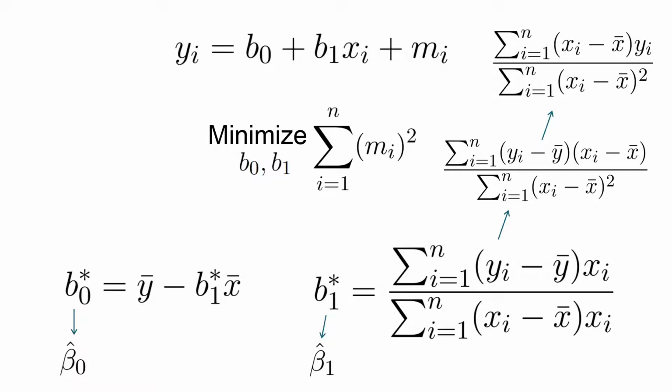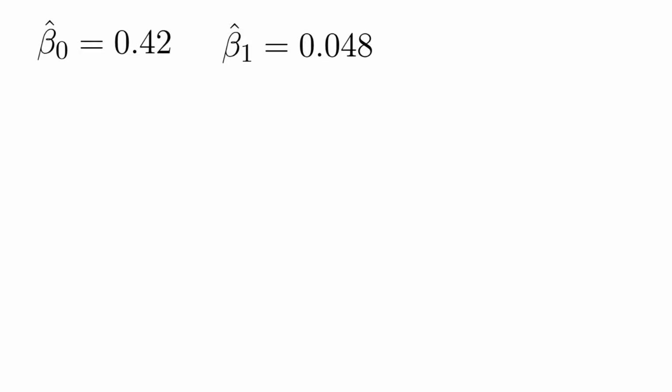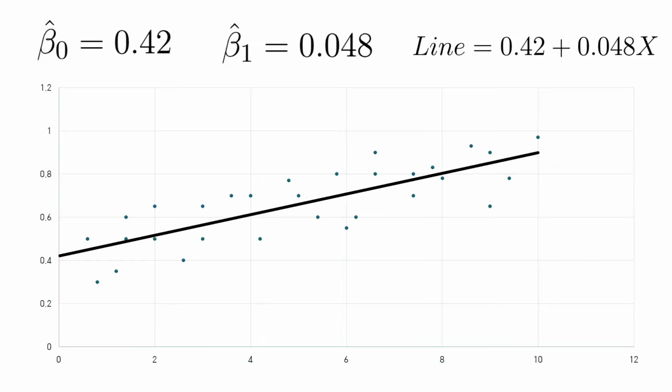Now, using the 30 data points in our example, I've actually calculated beta 0 hat and beta 1 hat. And it is 0.42 for beta 0 hat and 0.048 for beta 1 hat. This means the equation of a fitted line that minimizes the sum of square prediction mistakes is this one over here. So the y values of a straight line are going to be given by 0.42 plus 0.048 times different x values. And if we plot the line on a graph along with the 30 data points, this is what everything looks like.